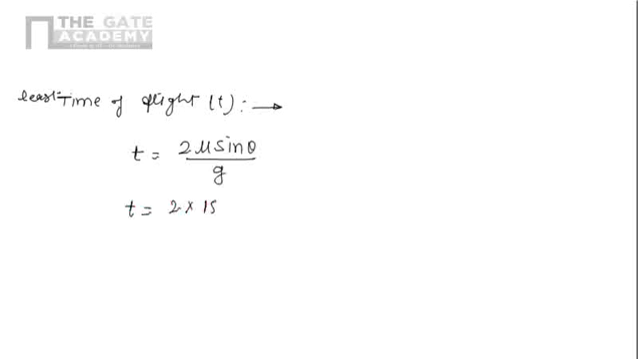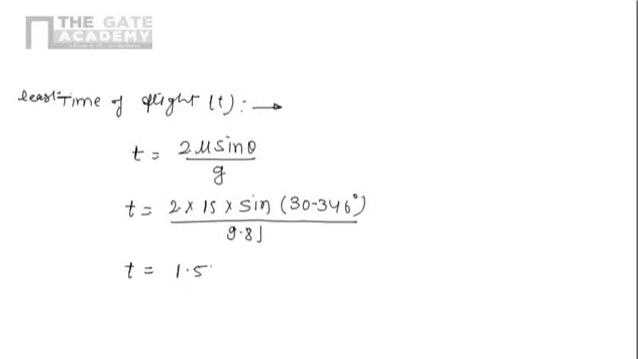Value of u is 15, and we have already calculated the least angle of projection. So we need to put this thing: 30.346 degree divided by 9.81. If we solve it, we will get 1.545 seconds. So this one is the least time of flight because it is based on the least angle of projection.